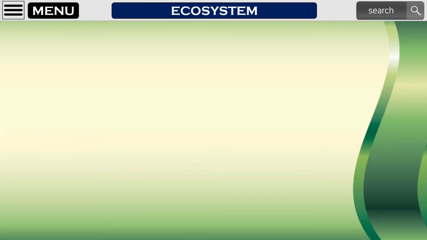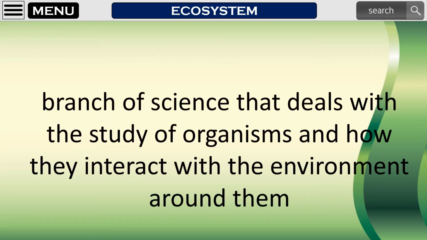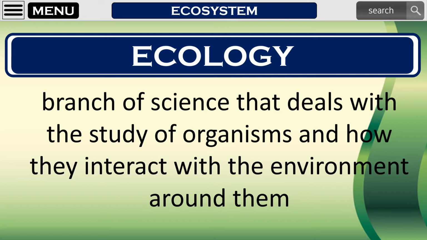An ecosystem is a community of living things interacting with the non-living environment. The branch of science that deals with the study of organisms and how they interact with the environment around them is called ecology. Organisms have basic needs such as food and shelter. However, food and shelter are not enough to support life. Living organisms need other things such as water and air to survive. Organisms are affected by the different components of an ecosystem.